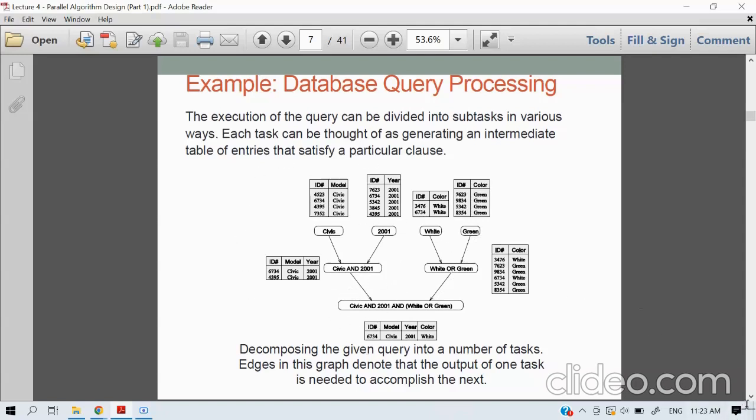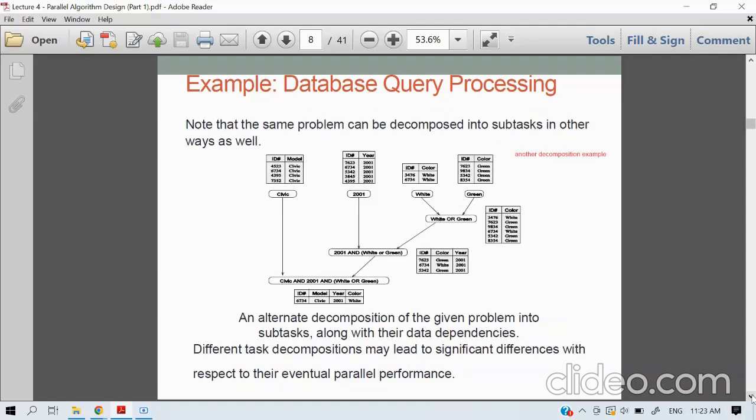All right. So next one, another example. This is another way. The first one finds all the car model, year, and color, white and green, being executed at once. Then it is followed by finding the white or green first.